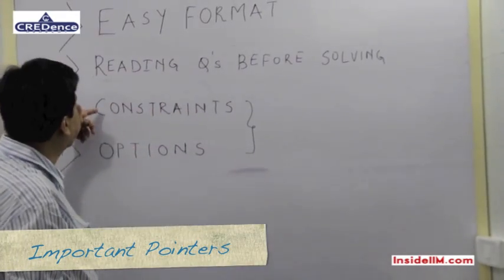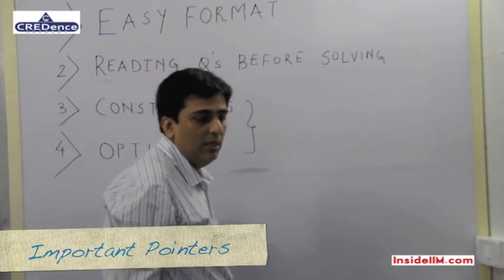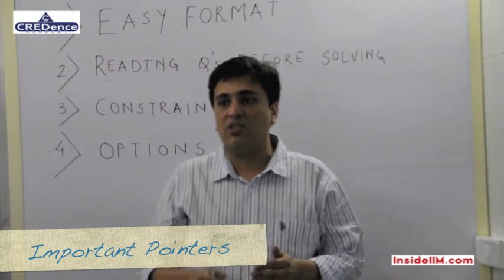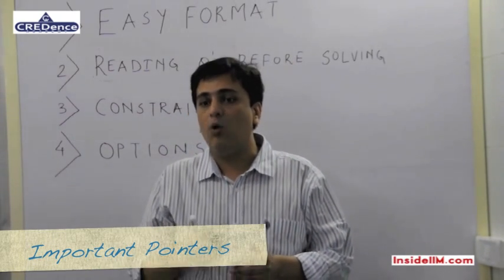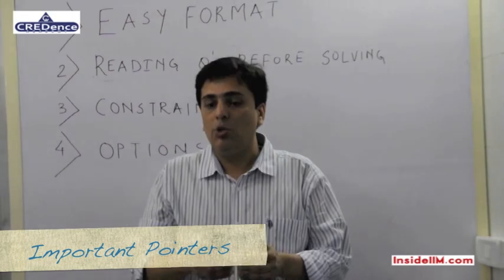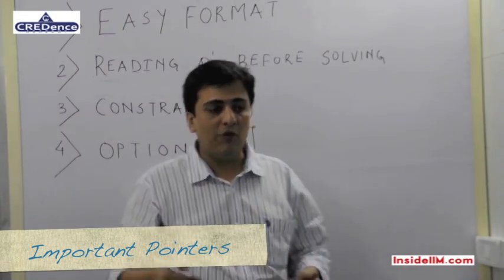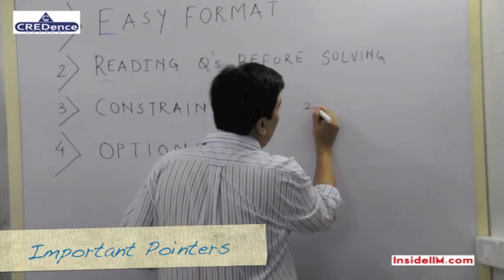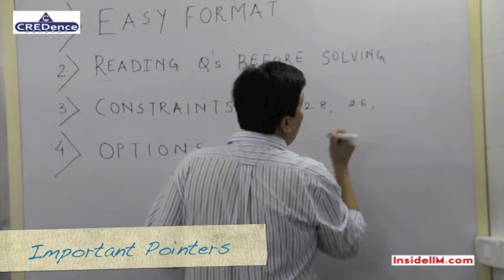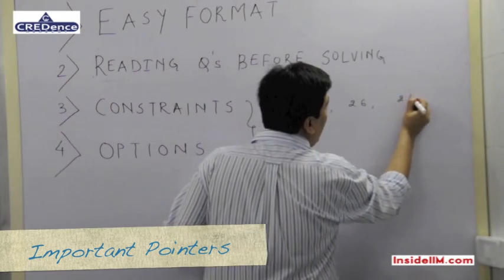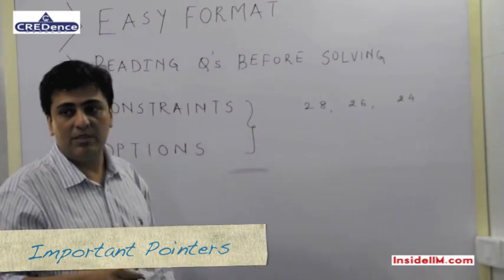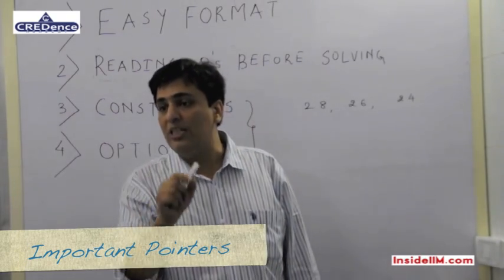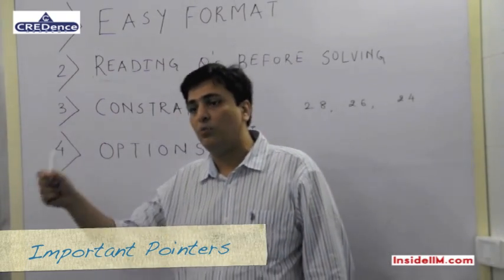The next 2 points which we look at are constraints and options. When we talk about constraints and options, we have to try and identify what are the constraints in that particular set, and how will they help me to use the options more efficiently. So for example, in this set, the constraints were that the total number of shots taken by the 3 players were 28, 26 and 24, which were all even numbers. Because of this, I realized that the total number of goals missed plus the total number of goals scored had to be an even number.